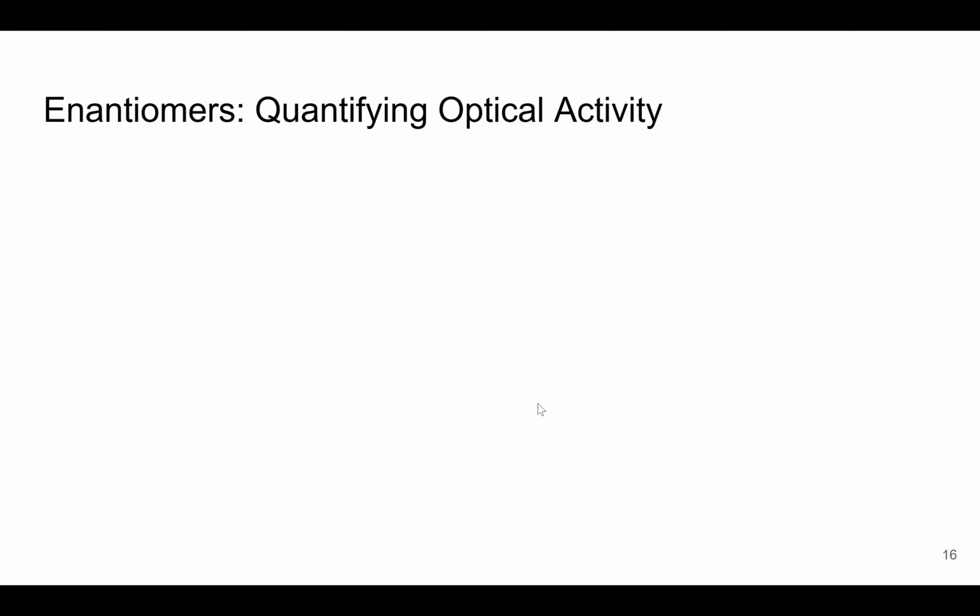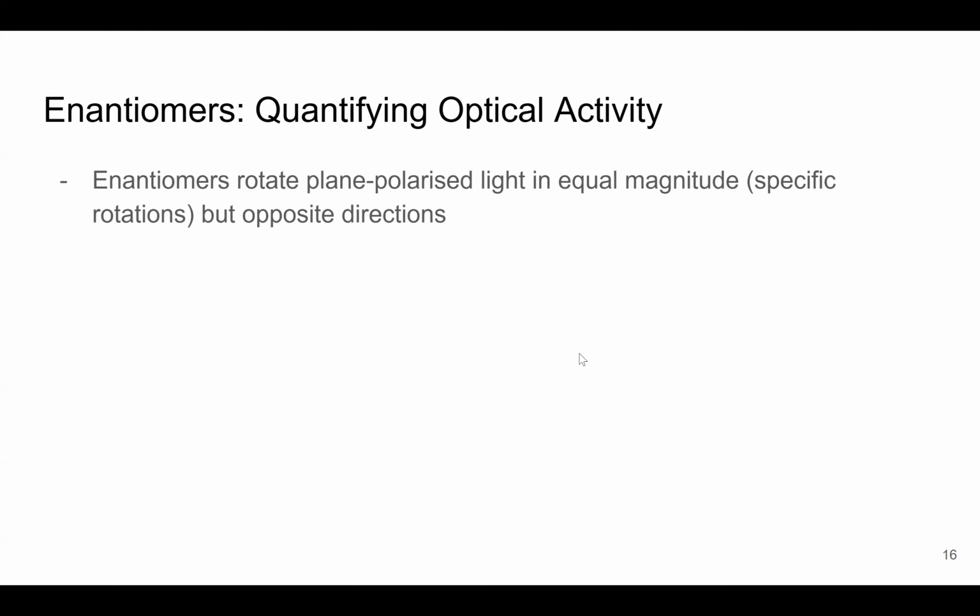Okay, so an interesting property of enantiomers is that they have different optical activities. Enantiomers rotate plane polarized light in equal magnitude, called specific rotations, but in opposite directions.